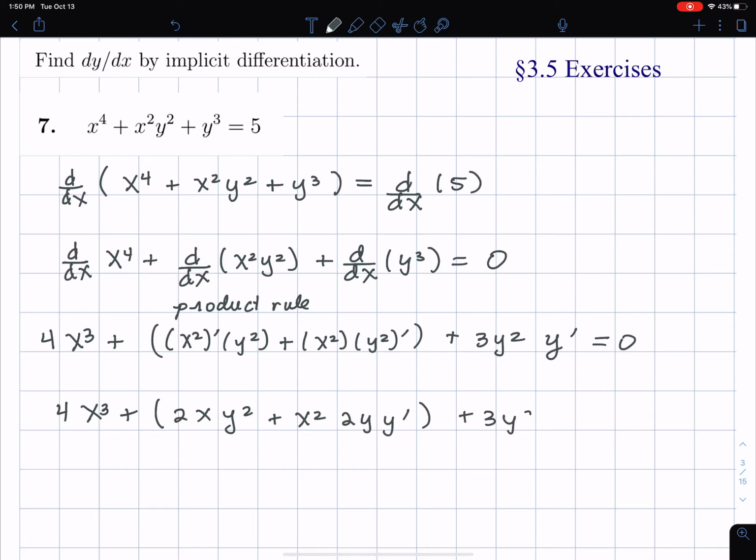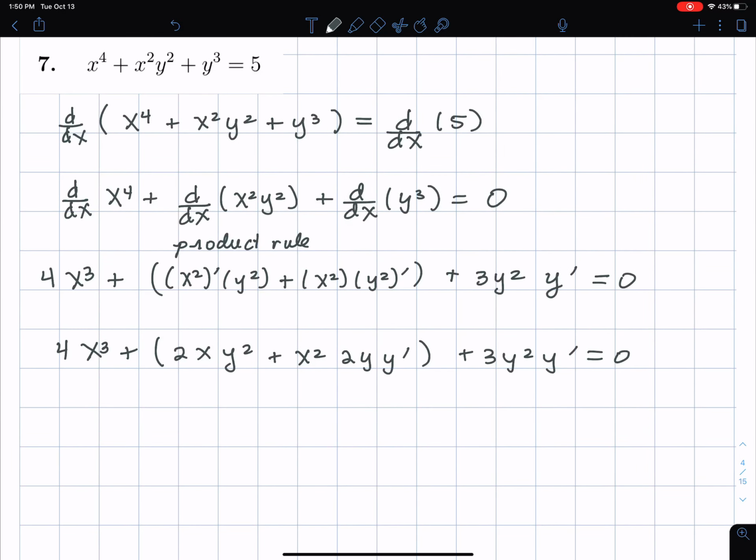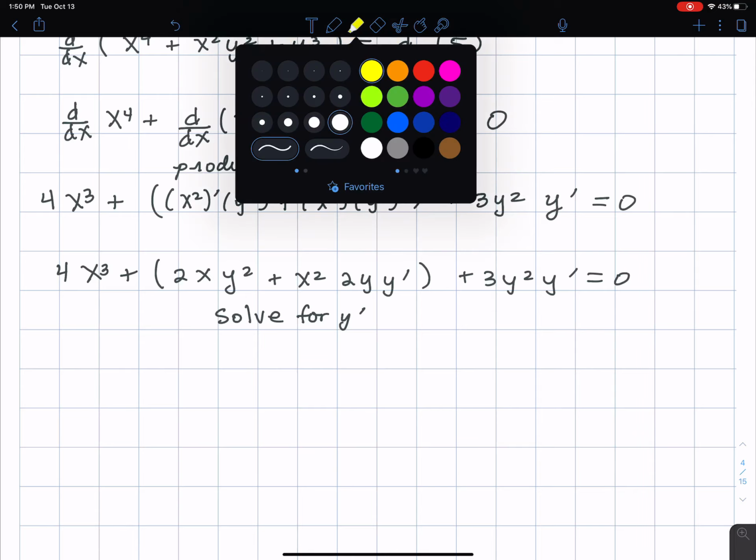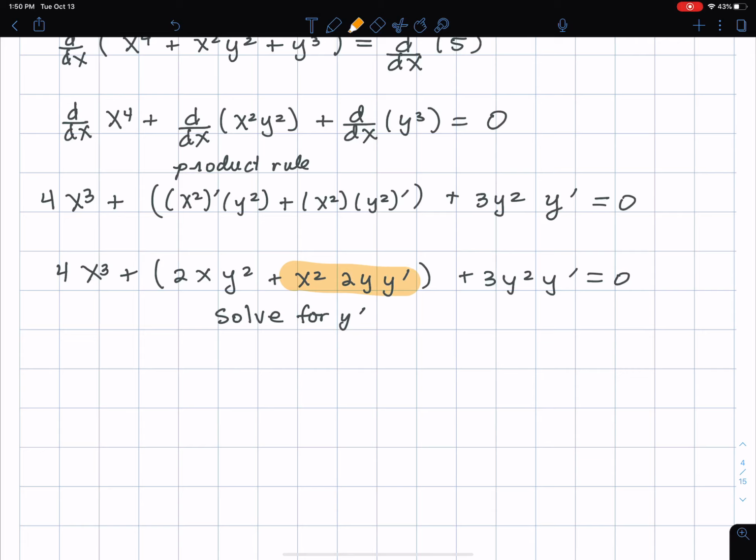And now the next step is to solve for y prime, and I'll use algebra, grouping everything with y prime on the left, and grouping everything without y prime on the right. My first tool for grouping and moving things around is addition and subtraction. I'm going to highlight those pieces that have y prime, and I will just show those as staying on the left-hand side.